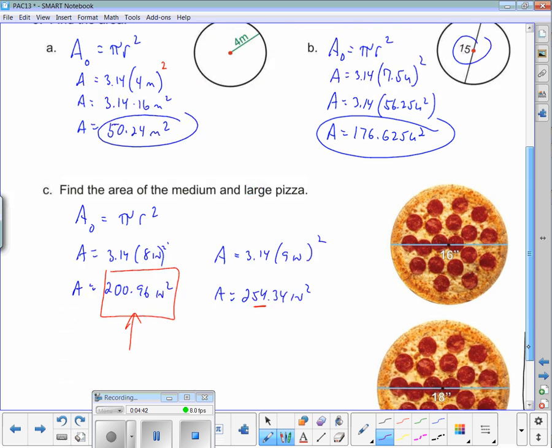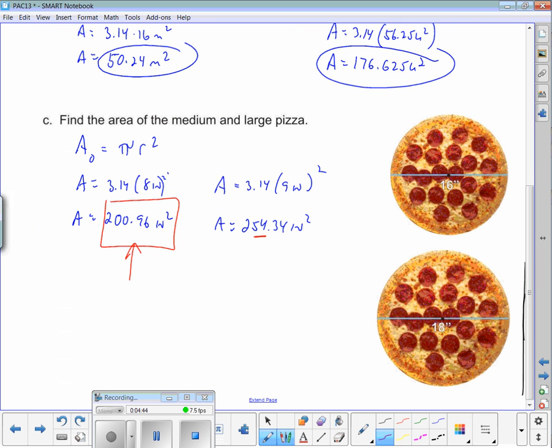And we did some pizza problems. Remember, you get 25% more when you go from a 16-inch to an 18-inch. You get 25% more pizza for just 2 inches.